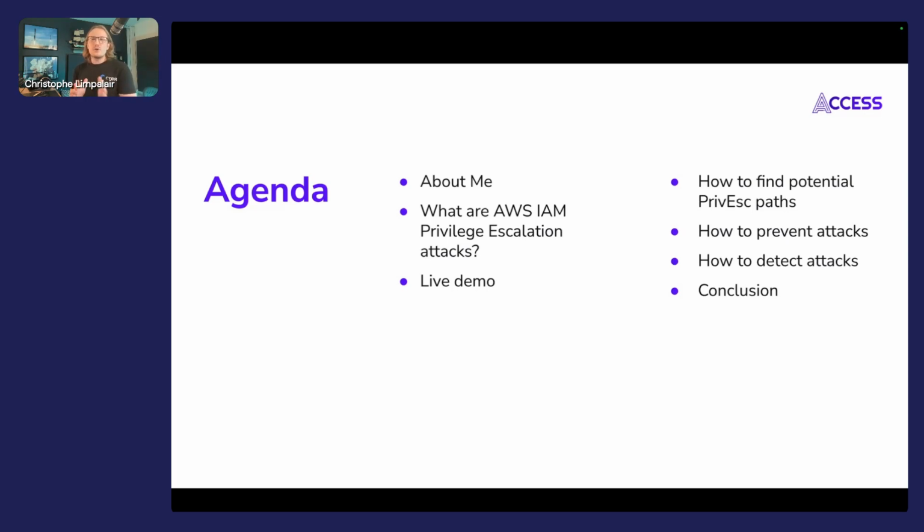And then after that, we'll put on our blue team hat, shifting gears to the defensive side of how to find potential PrivEsc paths, also how to prevent attacks, and then finally how to detect attacks. And then at the conclusion, I will share some links with a bunch of resources that we'll be talking about in this presentation, and also some extra resources that can help you learn more about this topic and learn how to take what we're talking about today and apply it to your cloud environments.